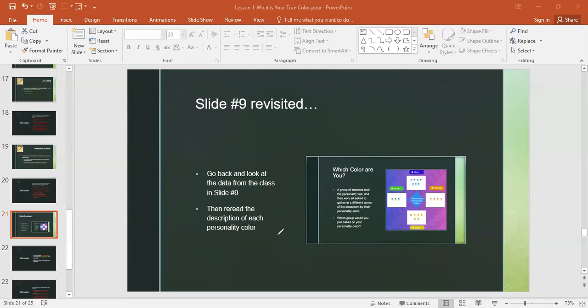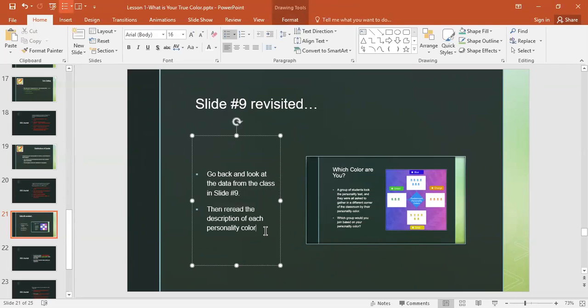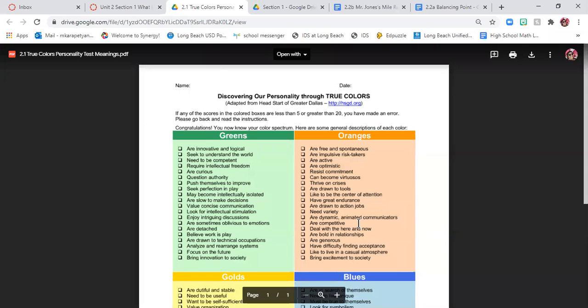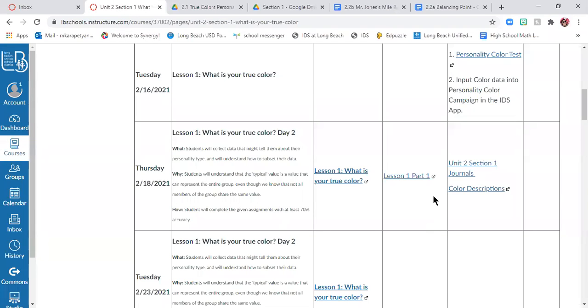Okay. All right. So what I want you guys to do is go back and focus on this: I want you to reread the description of each of the personality colors. This means you need to have the color descriptions open, that I asked you to have open at the beginning of the class. Where can you get the color descriptions? It's linked on our Unit 1, Section 2 page from Thursday. It's linked right there, color descriptions, okay?